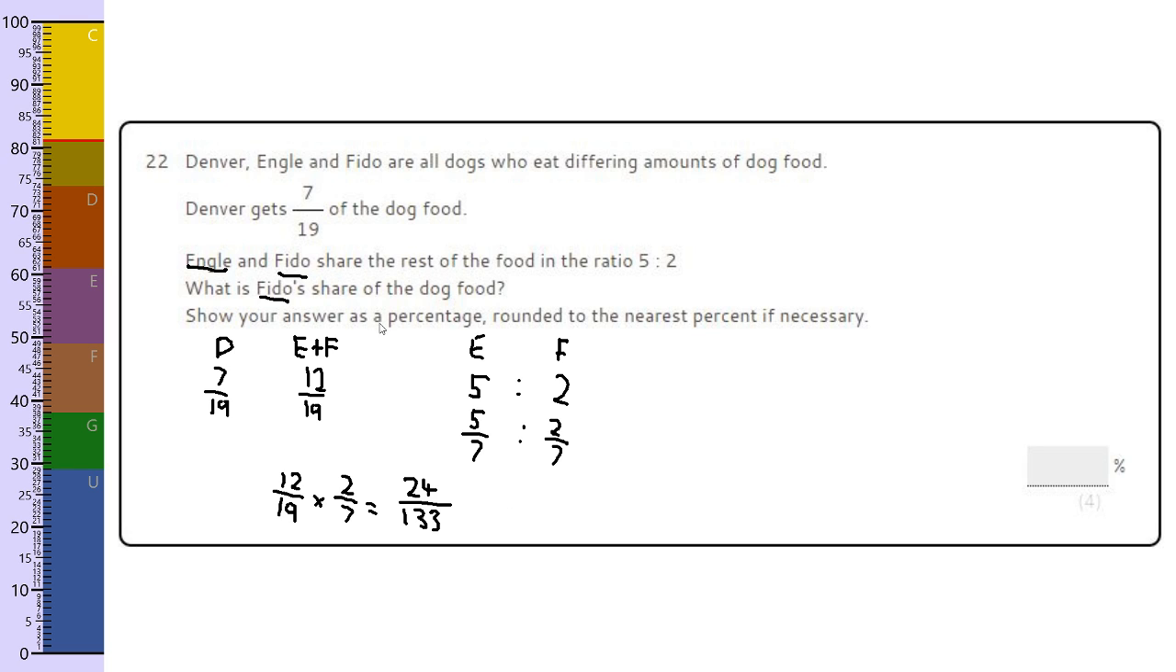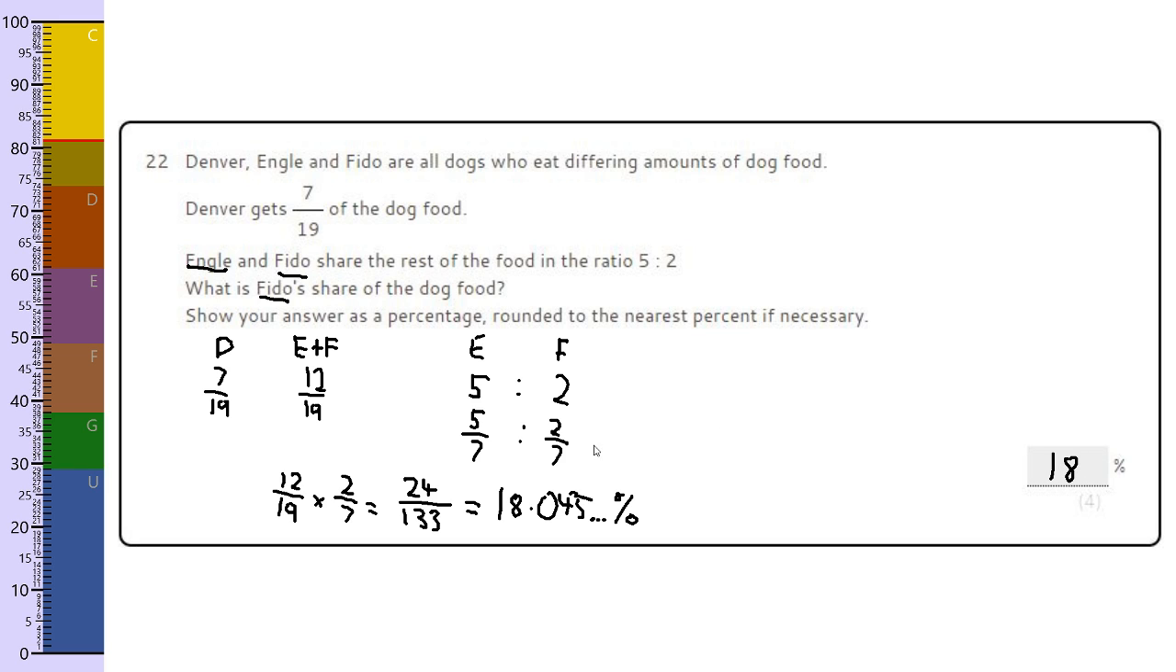Then it says write it as a percentage. To convert between fraction and percentage, I times by 100. So I'm going to times that by 100 and then press S to D, and it tells me that that is 18.045, and I'm just leaving it at that, percent. Okay, it says round to the nearest percent, so that's going to be 18%.